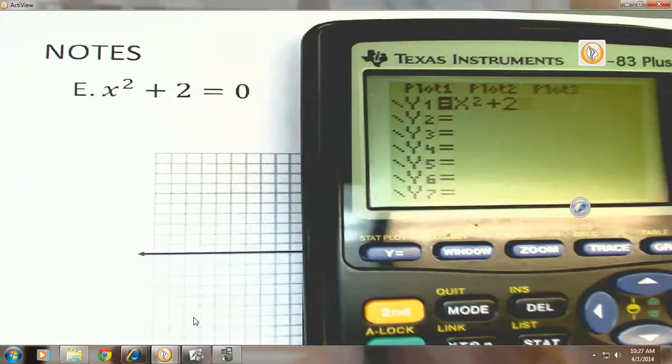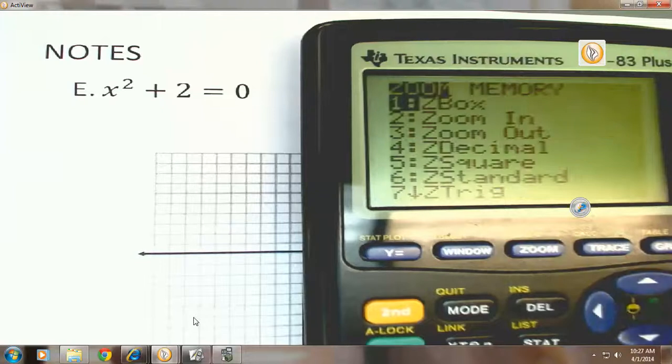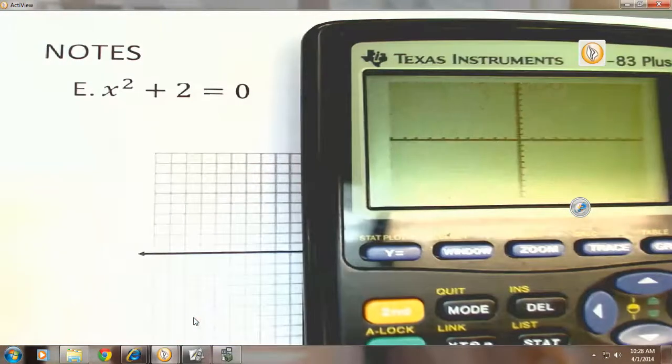Where are we going to go to see the picture of our graph? Graph. Now I didn't change my viewing window back, did I? Do you remember how to do that? If your screen doesn't look right, I told you what to do. Do you remember? Good. Go to zoom, and then we want number 6, Z standard, zoom standard. So I'm just going to hit 6. And that time it took me back.